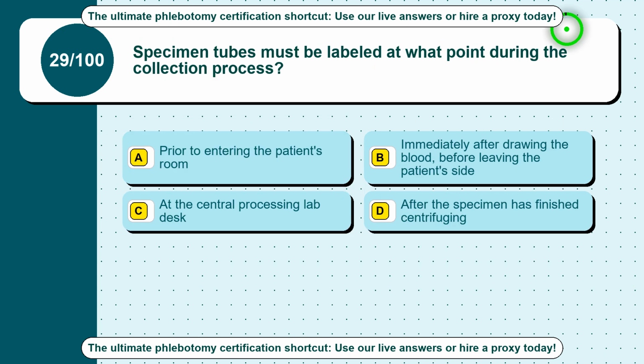Question 29. Specimen tubes must be labeled at what point during the collection process? Option A, prior to entering the patient's room. Option B, immediately after drawing the blood, before leaving the patient's side. Option C, at the central processing lab desk. Option D, after the specimen has finished centrifuging.